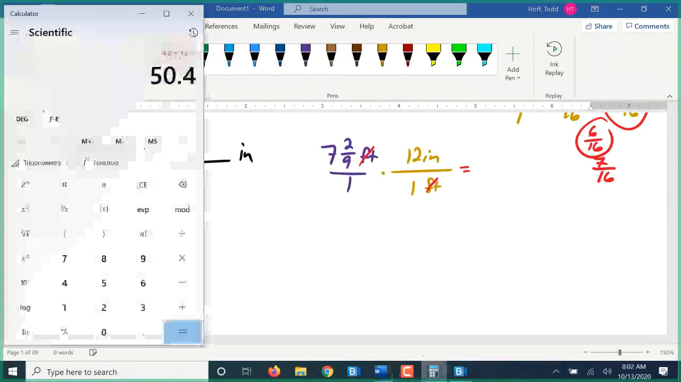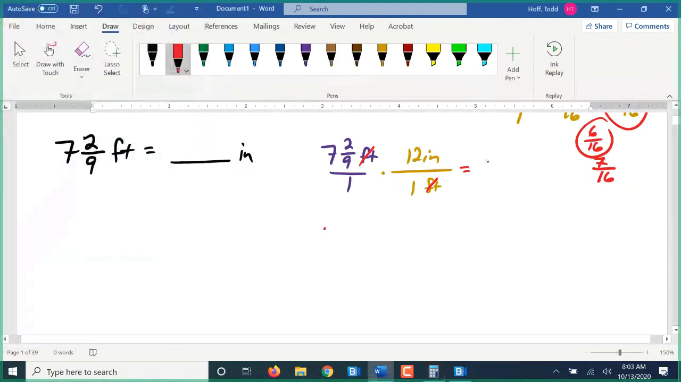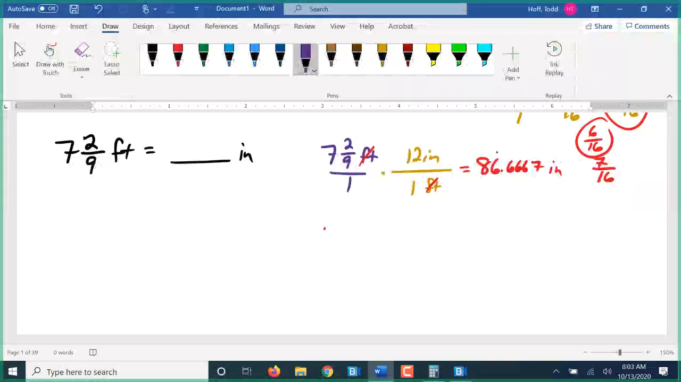So 7 2/9. Again, to enter that in my calculator, if you have the fraction calculator, you can just enter the mixed number. Or I can just do 7 plus 2 divided by 9. Puts it in my calculator as a decimal. You can see I get 7.222222. Times 12 is 86.666666. So I'm just going to write down 86.667 inches for now. Now, just like before, the part that's in front of the decimal is my whole inches, 86. That's going to be part of my answer. It's that 0.6667 inches that I need to work with.